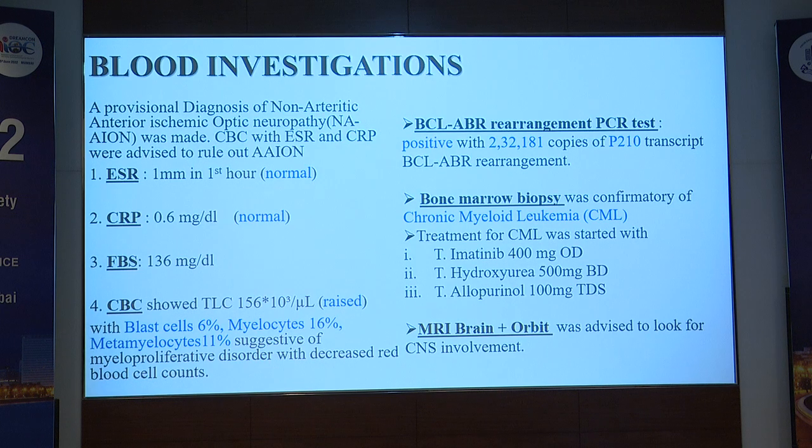And then on blood investigation, a provisional diagnosis of non-arthritic anterior ischemic optic neuropathy was made based on his systemic risk factors such as diabetes and hypertension as well.